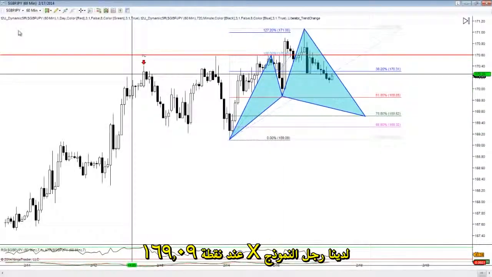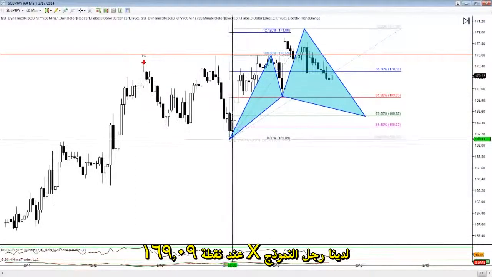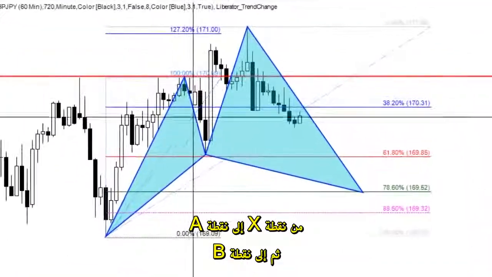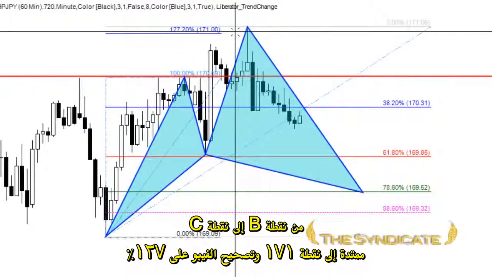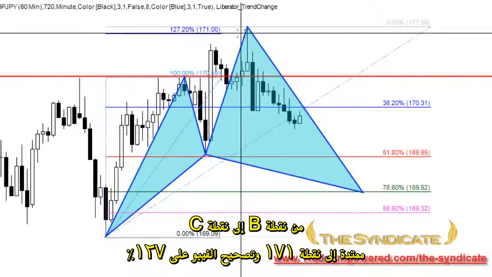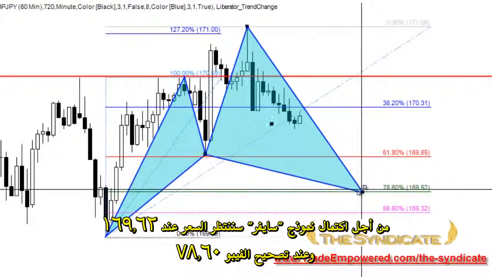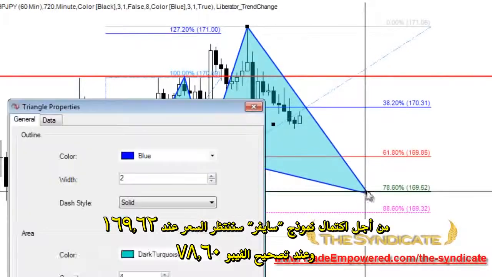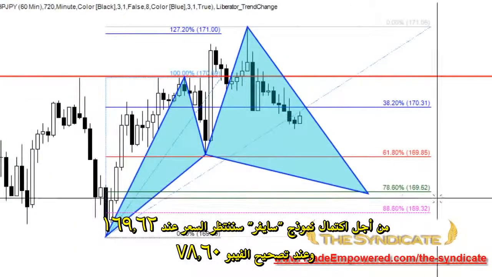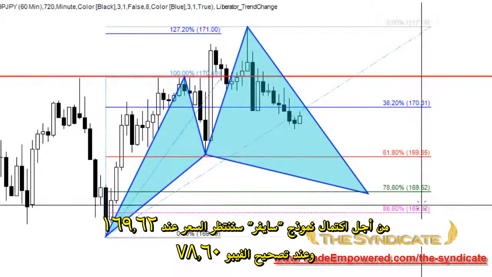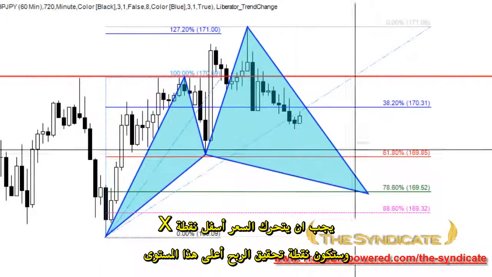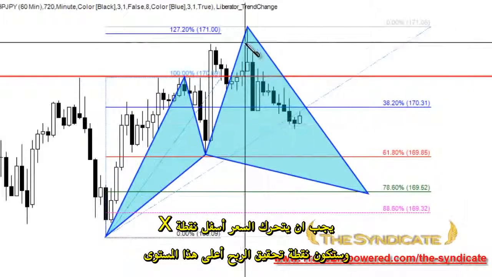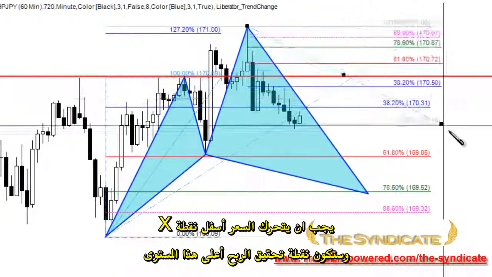Looking at our X leg down here at 169.09, X to A. We got an A to B. We got a B to C extending right to the 171 even handle, coming right into that 127 extension. And as always, for a cipher pattern completion, I'm looking at this 169.52 level, which is at our 786. So as always, stops need to go below X, and we'll be looking to take this up. Profit should be right above that structure level, right at that structure level.